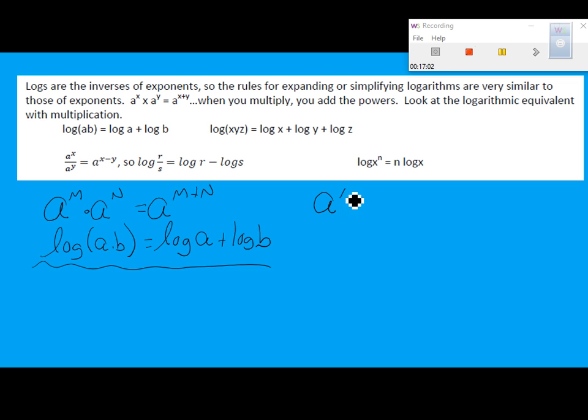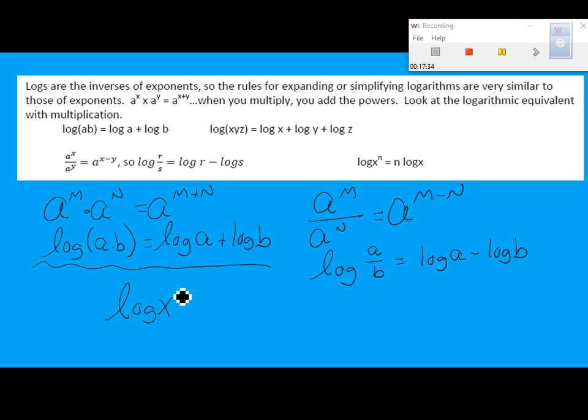If I had a to the m over a to the n, you would tell me to subtract those exponents. Well, that's the same principle as a logarithm. The logarithm of a over b can be written as the log of a minus the log of b. And then one rule that we've already used a couple of times, if you have an exponent, log of x to the n, you can bring that exponent down and just get n times the log of x. So there's some rules there for you.